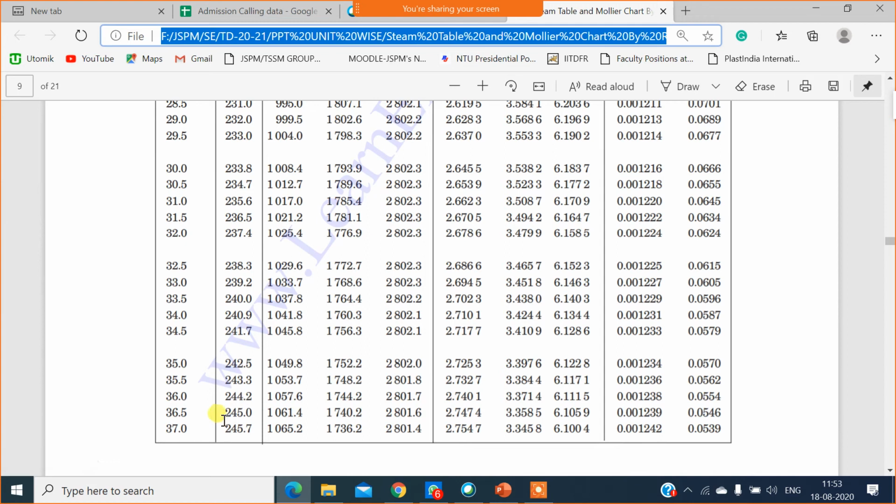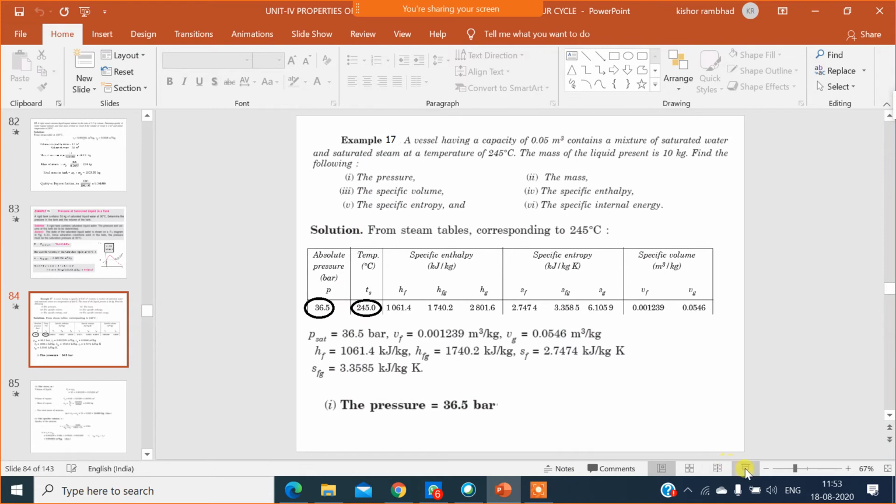Now look at it. 245 degrees Celsius temperature is given here, and this is the corresponding saturated pressure, 36.5. HF, HFG, HG, SF, SFG, SG, VF and VG. These are the corresponding values.